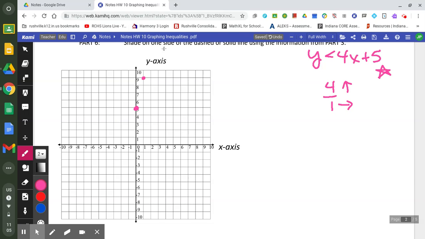And since I can't keep going because the grid stops, I can go backwards. I can go down 1, 2, 3, 4, and to the left 1. Down 1, 2, 3, 4, and to the left 1. And then my line, because I had this less than, and there's no equal to under it, it's going to be a dashed line. So this is a little more difficult for me to make, but I will just do the best I can here. So my dashed line.